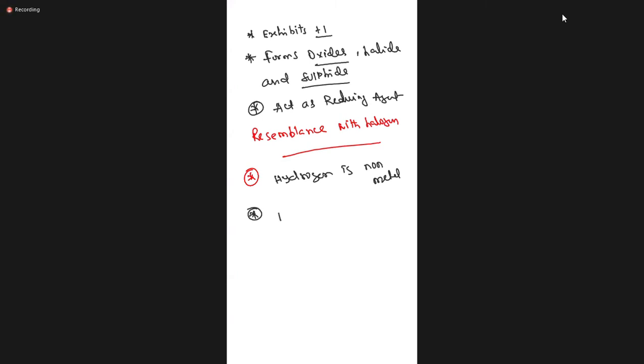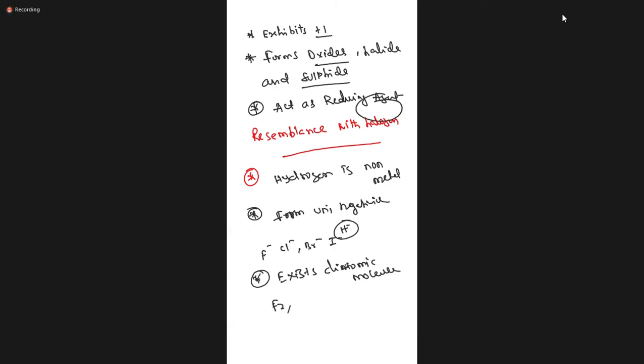Forms uni-negative ion. Correct? Cl minus, F minus, Br minus, I minus will form. Exists as a diatomic molecule. Even halogens exhibit diatomic molecules, chlorine, bromine, iodine, like that. Even hydrogen will exhibit a diatomic molecule.